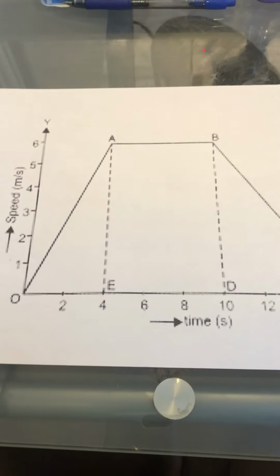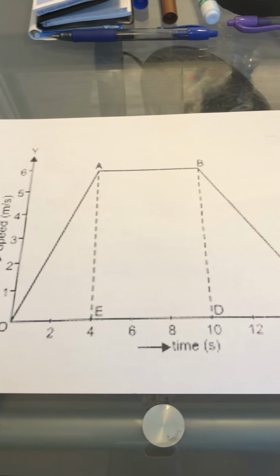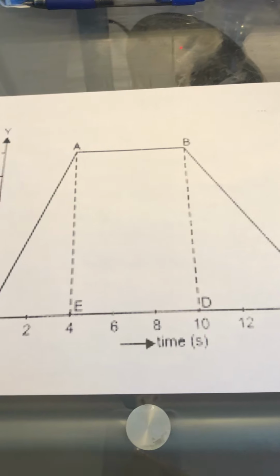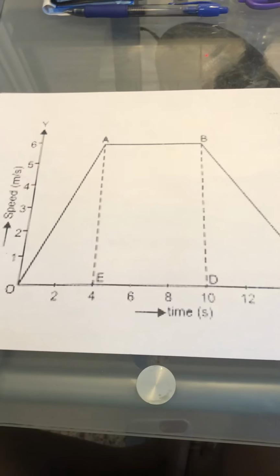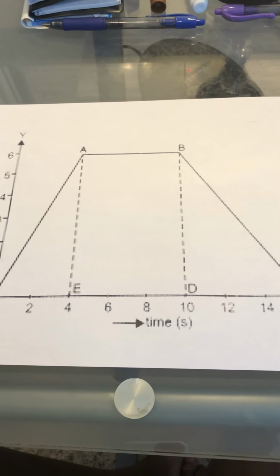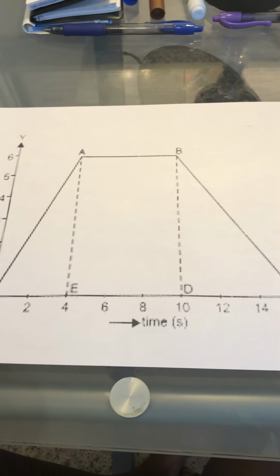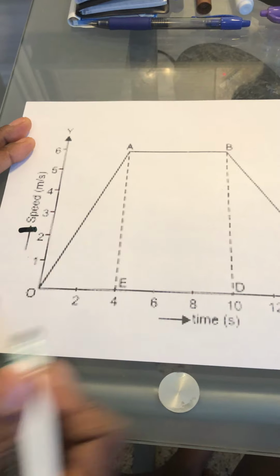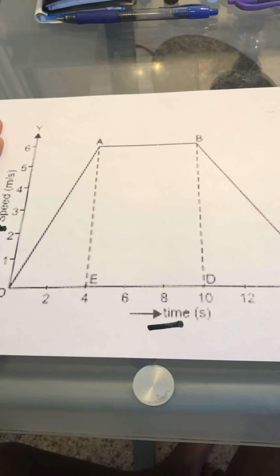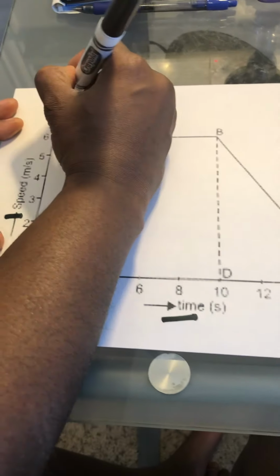In this video, I will be showing you the parts of a speed-time graph. The first thing we're going to do is identify the type of graph that we're working with. We're going to do that by identifying the titles on each axis. Here we have speed, then we have time. So this is a speed-time graph.